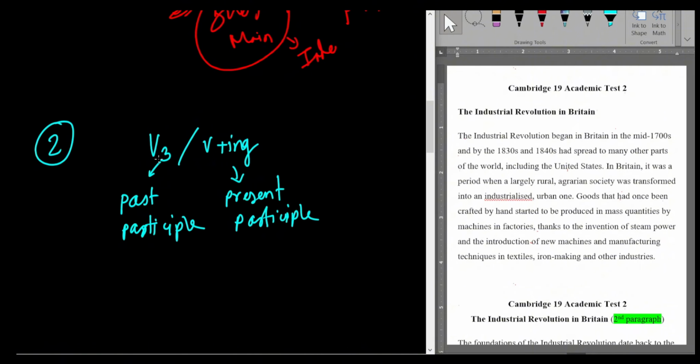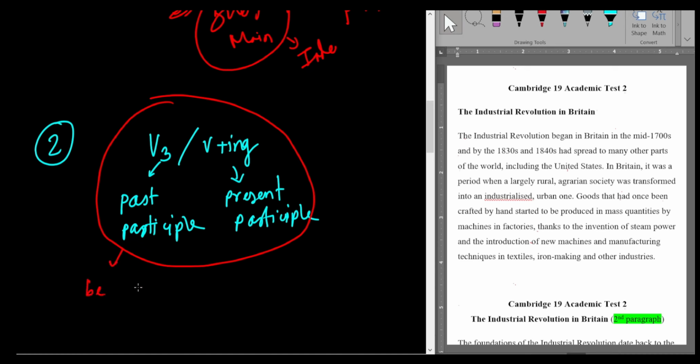Another important thing is, if we find either V3 or V plus ing without any be verb. Okay, what is a be verb? We know am, is, are, was, were, will be, or there might be the passive form of be verb like been.